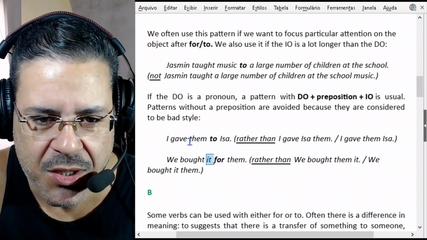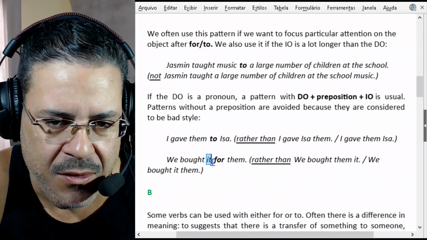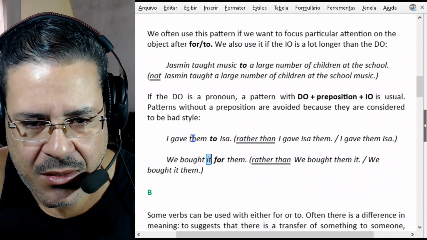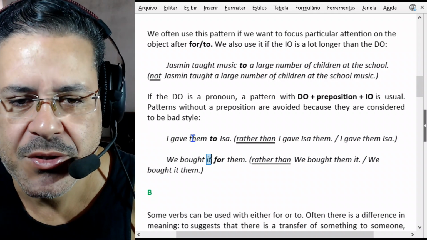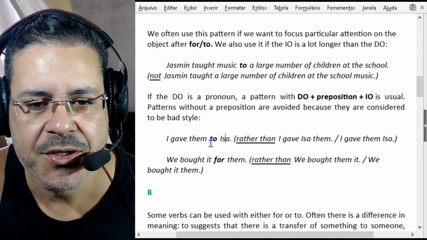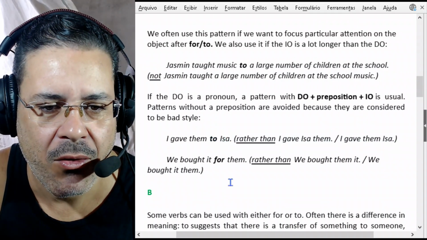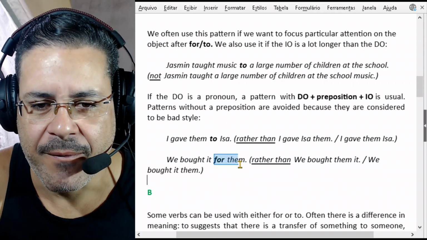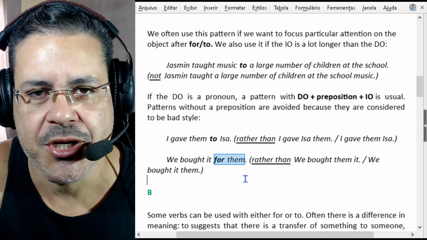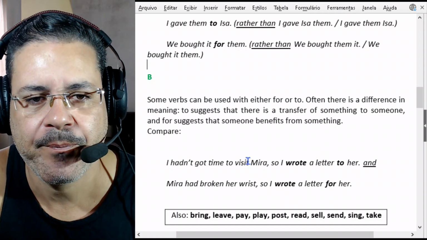So when we've got a pronoun, like in the previous examples, we always put the DO, the direct object, first, and then the indirect object at the end. I gave them to Isa, or we bought it for them. Okay, moving on to section B.